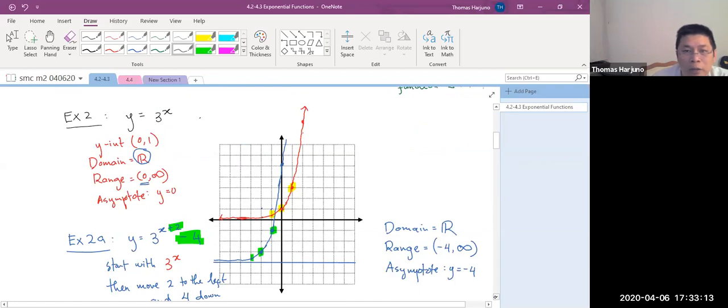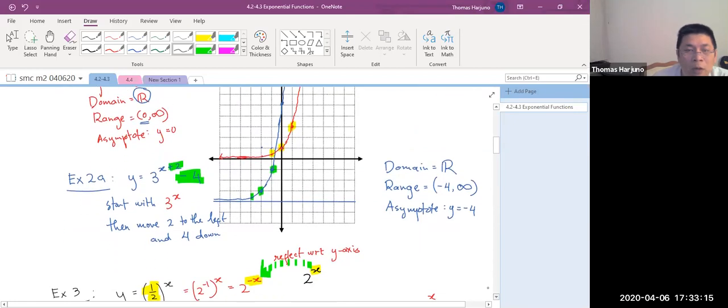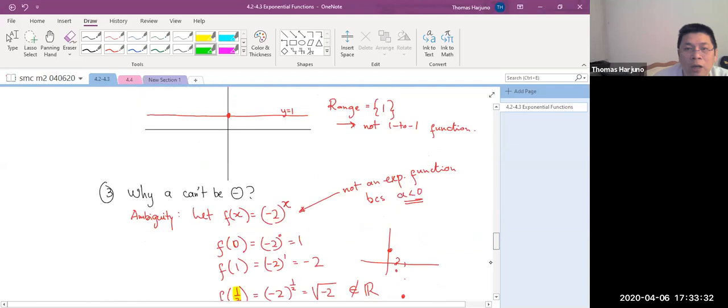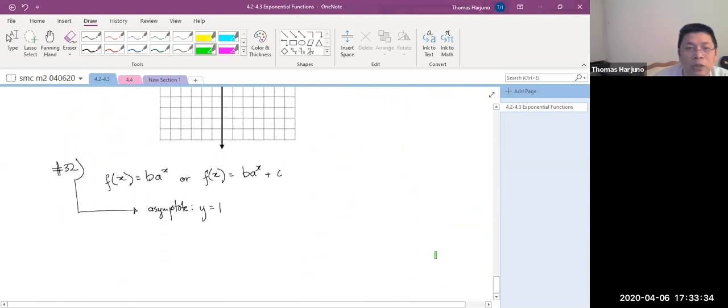Example 2a. The asymptote happens to be y equals -4 also. And that -4 is the constant part. You see that? Okay. So using that idea, if I go back to our question, then what do we know?